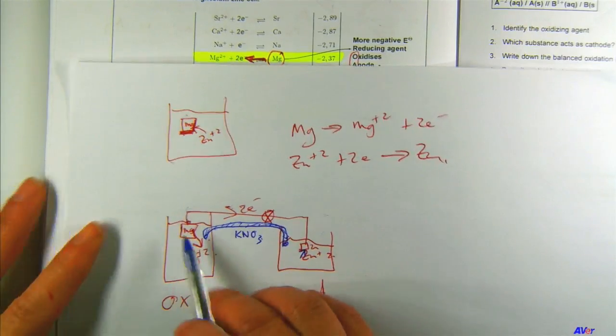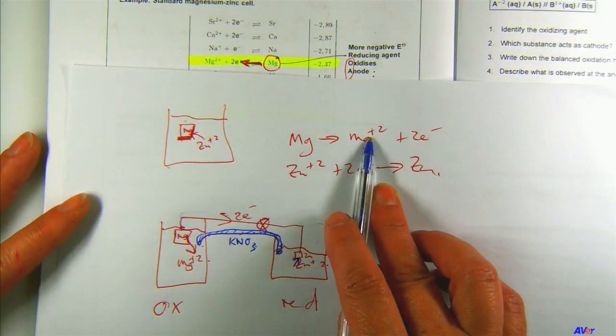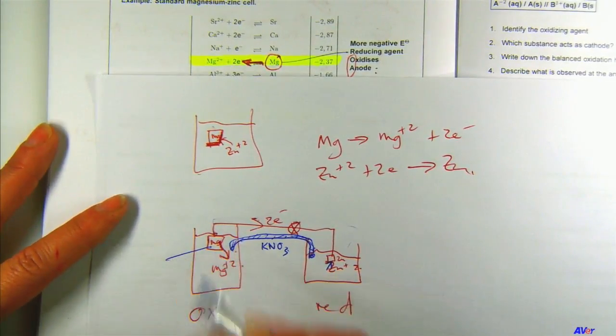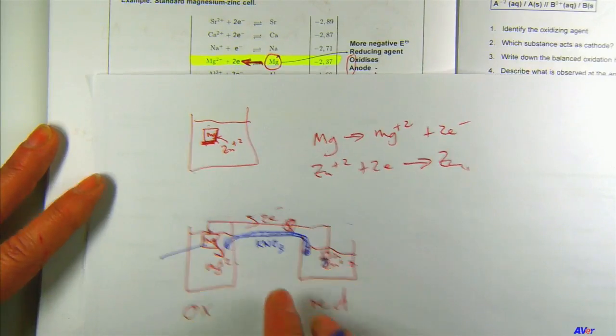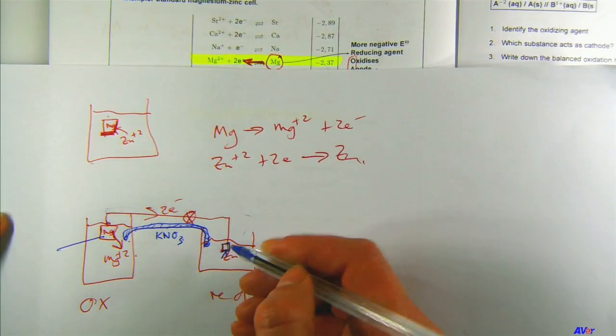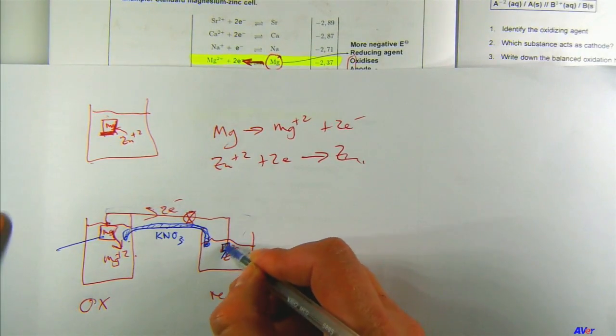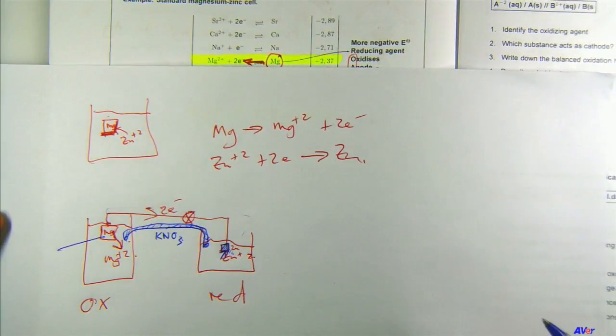So what will you see on this side? The magnesium ends up as magnesium 2 plus. What's happening to that piece of metal? It's getting smaller and smaller and smaller. What's happening to the zinc on this side? It is going to get bigger, bigger, bigger, because there's new zinc being deposited over there.